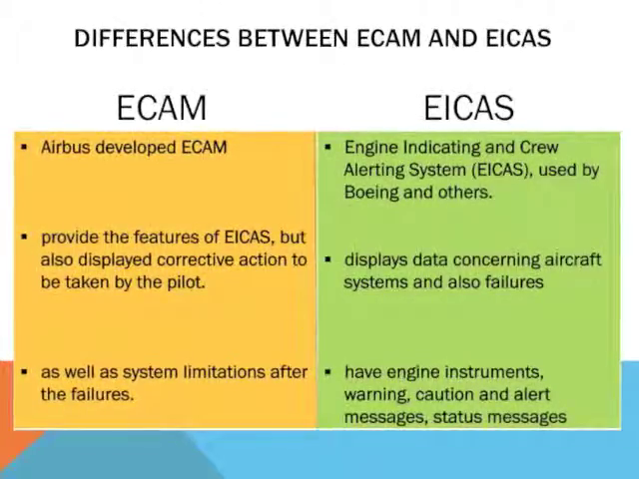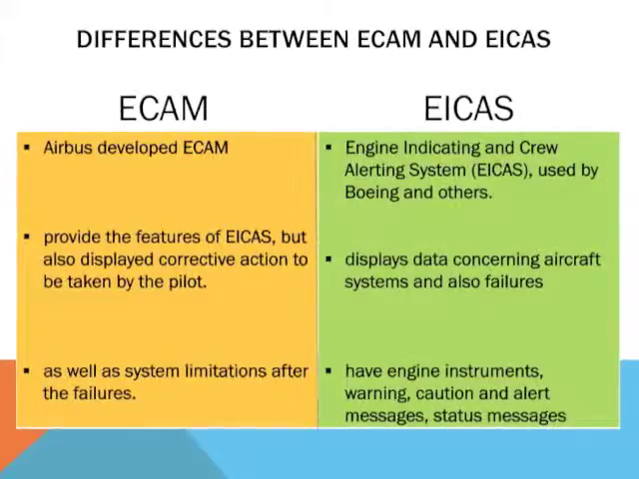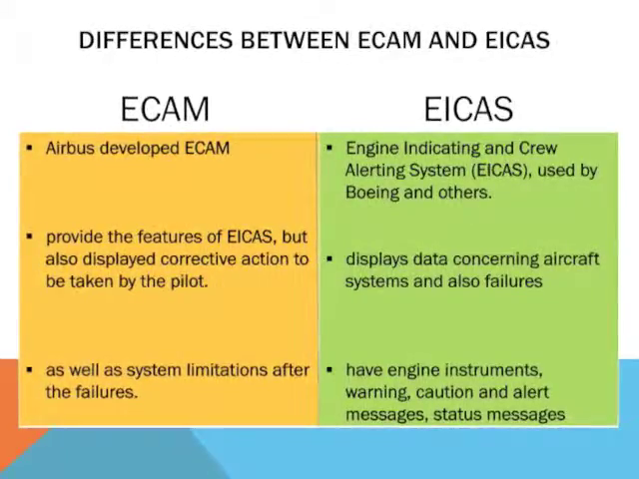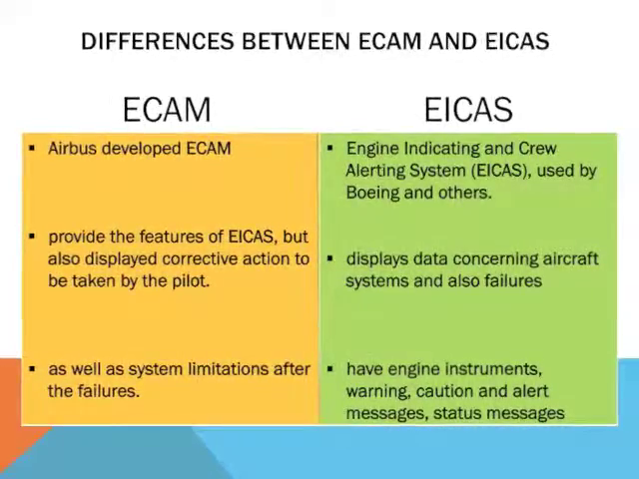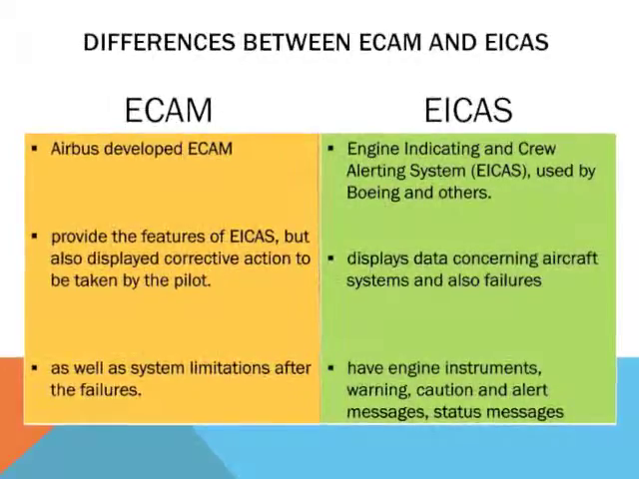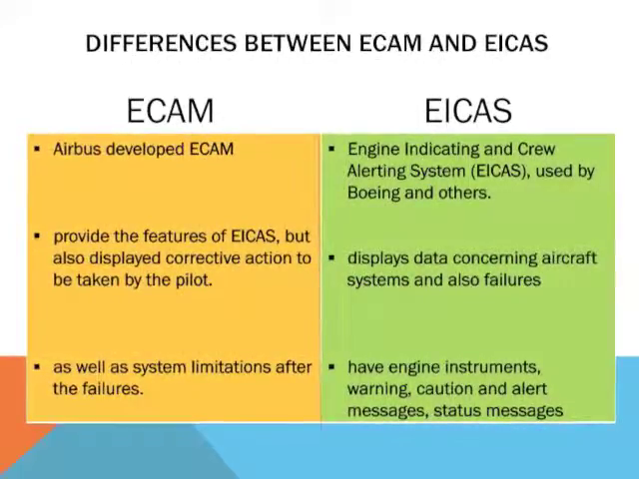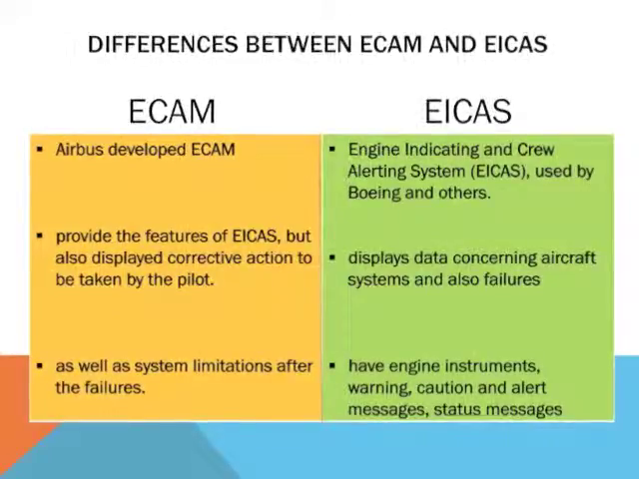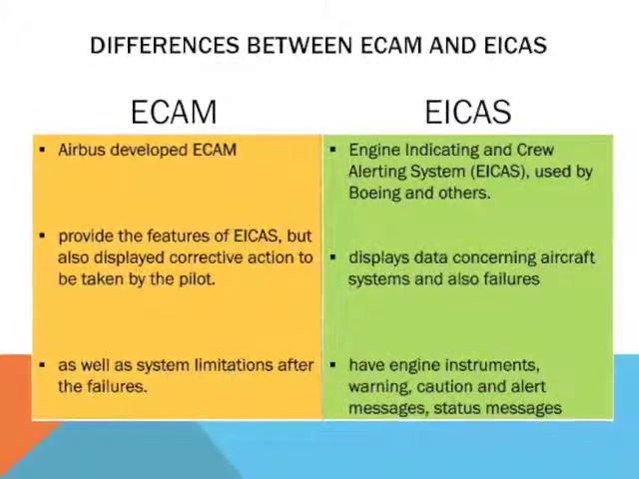But for ECAS, the engine indicating and crew alerting system is used by Boeing and others. It displays data concerning aircraft systems and also failures. It has engine instruments, warning, caution, and alert messages and status messages.